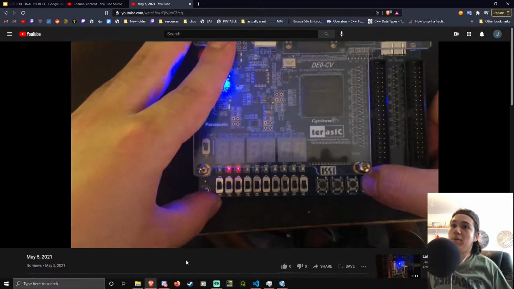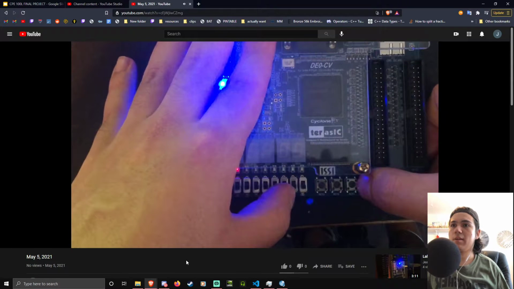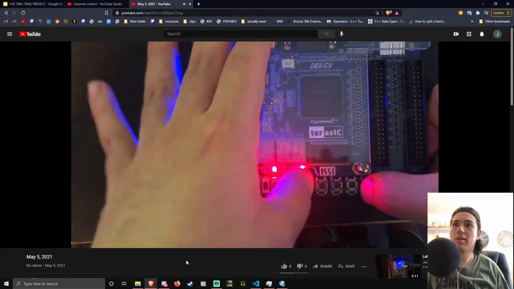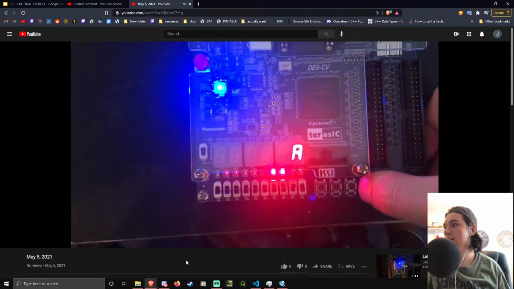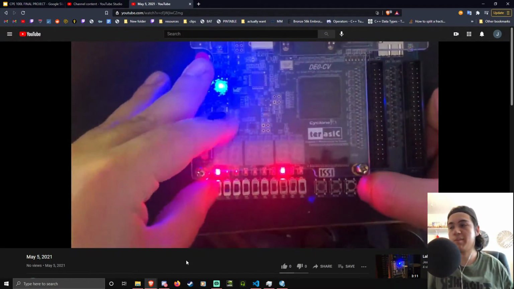So now I will enter, I think, I'm not sure what letter I enter here. I think it's A, maybe? Yeah, I enter A. So that's dot and dash. As you saw, I entered dot and dash, and then it displayed on the 7-segment display.